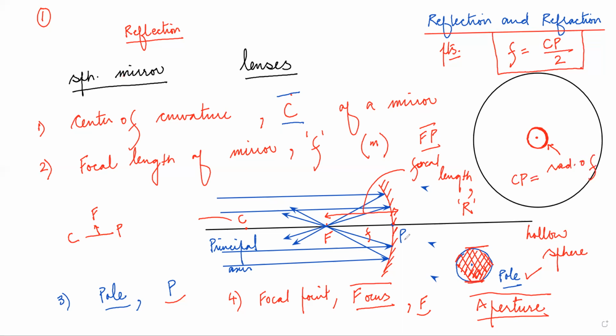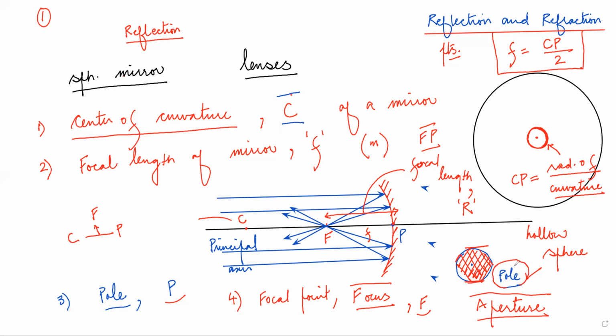Yes, Monrose, please repeat. What is CP? CP is radius of curvature. Beautiful, beautiful. CP is radius of curvature. And may I please know what is radius of curvature? It is the distance between C. What is C? Center of curvature. And what is P? P is the pole of the mirror.